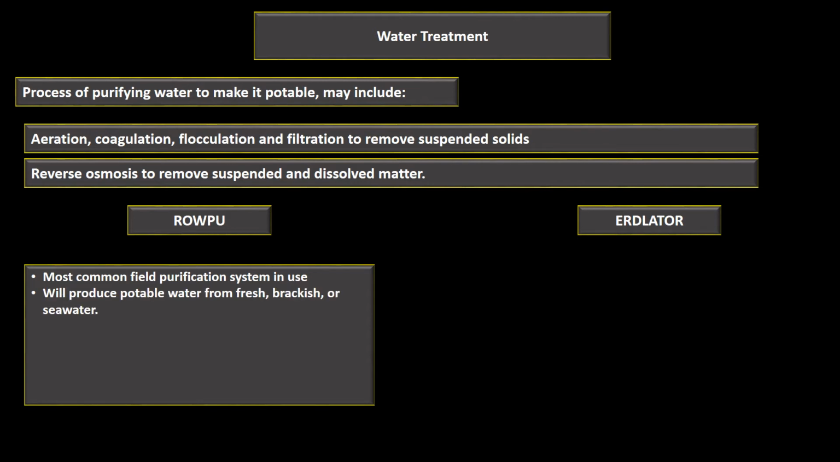It will produce potable water from fresh, brackish, or seawater. And brackish water is just water with salt in it, but not as much salt as seawater in the ocean. The water still needs to be disinfected after the reverse osmosis process. It's going to get most of everything out of there, but we need to disinfect it for viruses.